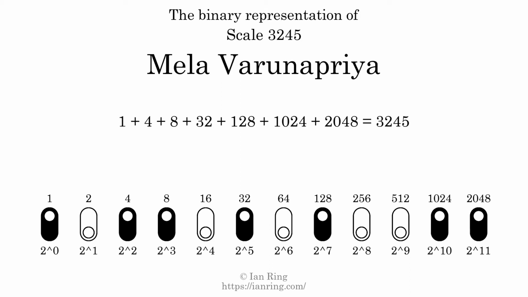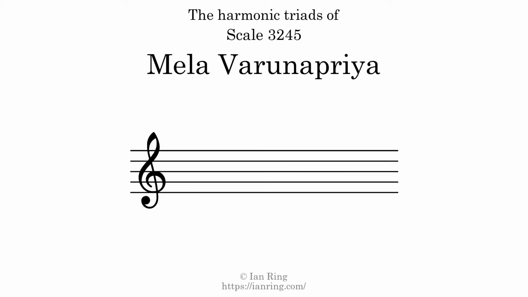3245. The scale number not only enumerates the scale with a unique index, but it also literally describes the tonal content of the scale. Represented as a binary number in base 2, the scale number is 110010101101. Here are the harmonic triads present in this scale.